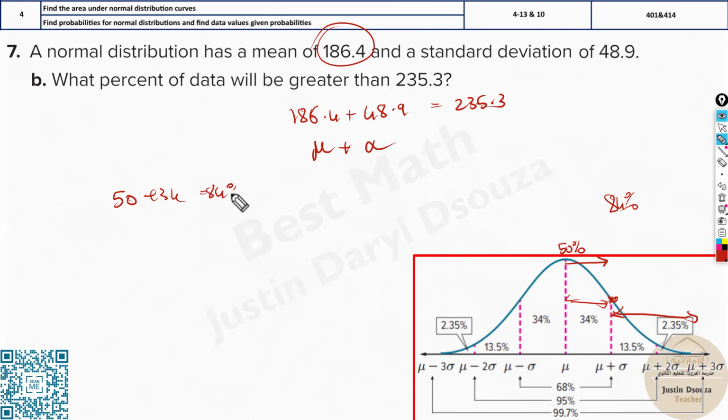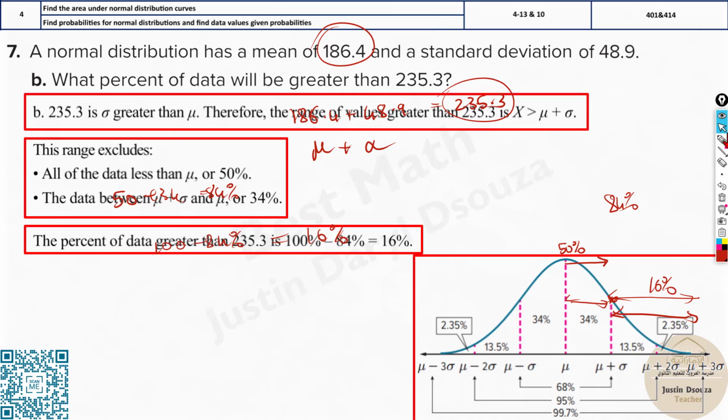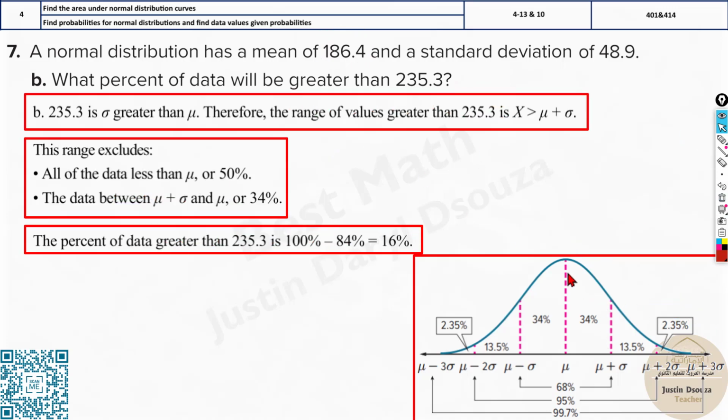Yes. But we need to know how much is remaining from more than that particular value, isn't it? So 100 minus 84% would mean 16%. So greater than this value would be 16% remaining data. So any value which is more than 235.3 will be within the range of 16% only. So that is the answer. It's 16%. You do 50 plus 34, it's 84, minus from 100, so you get the remaining data. This much is 84, the remaining will be 16.